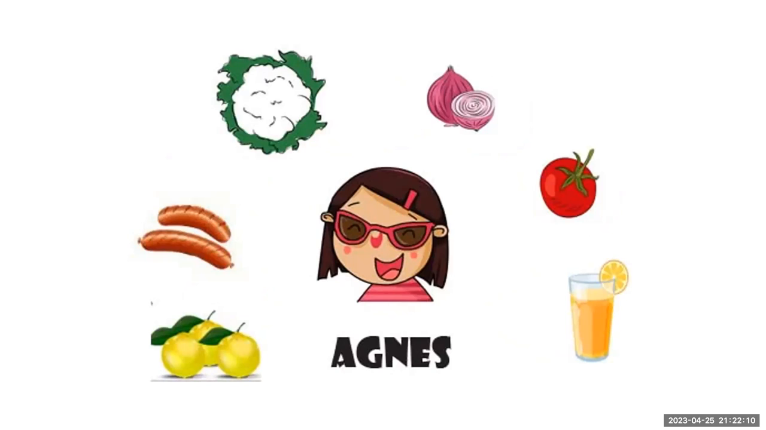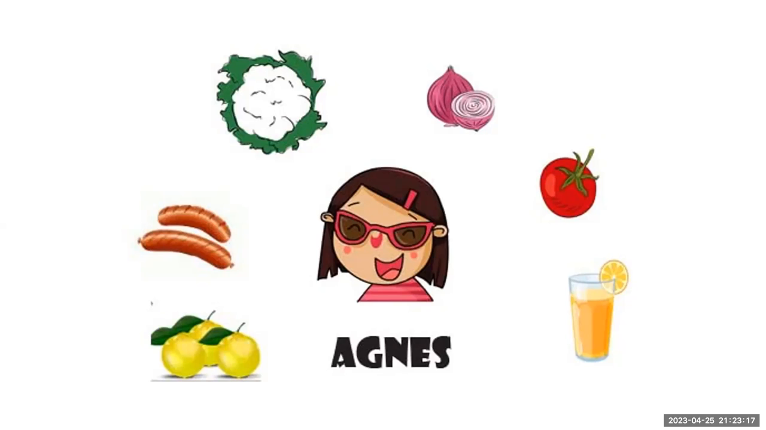Agnes would like to eat a drink of orange. Okay, what else? ¿Qué más? Agnes would like. Would like to? Agnes would like to eat tomato. Okay, tomatoes. What about this one? What about this one? Agnes would like to eat onion. Okay, what else? Agnes would like eat a cauliflower.